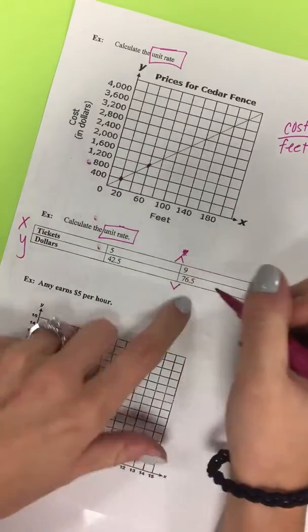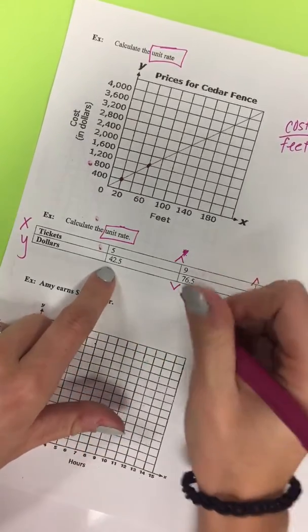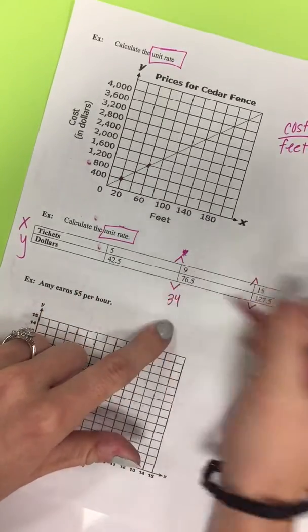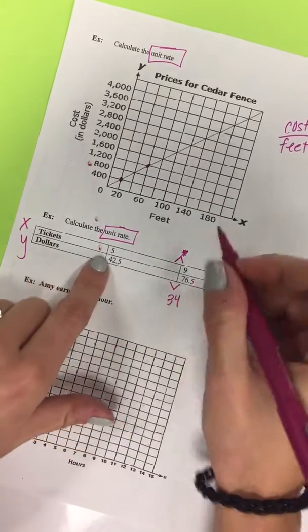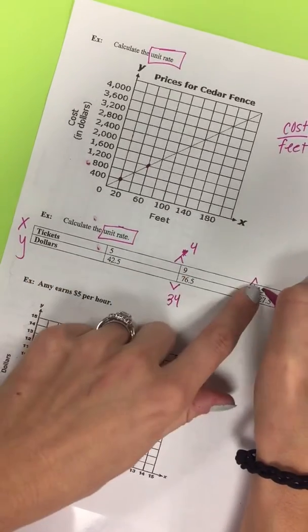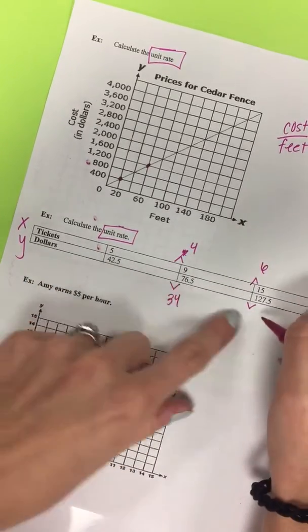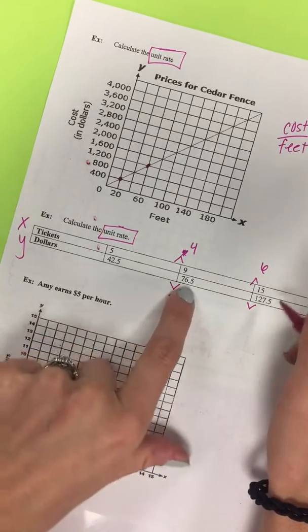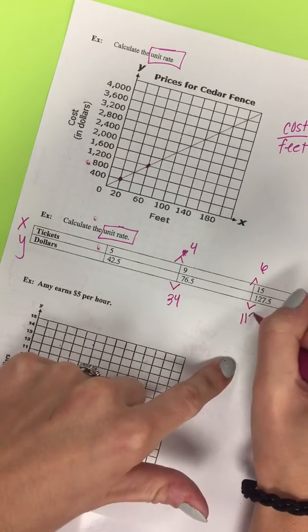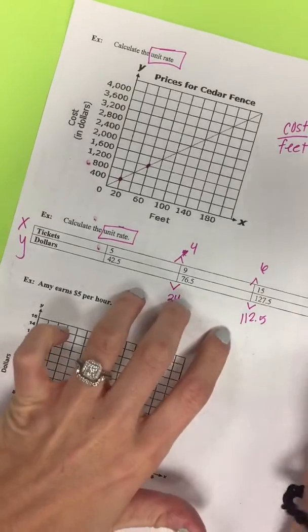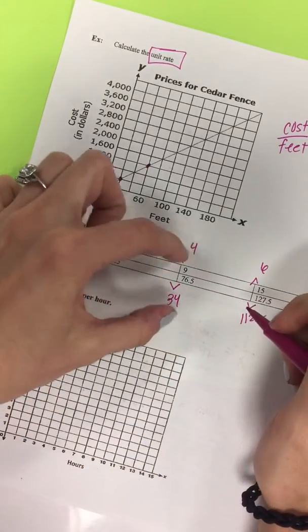So the difference between 76.5 minus 42.5 is 34. The difference, 9 minus 5, is 4. 15 minus 9 is 6. 127.5 minus 76.5 is 112.5. I realize these aren't the same, so we can just look at one set.